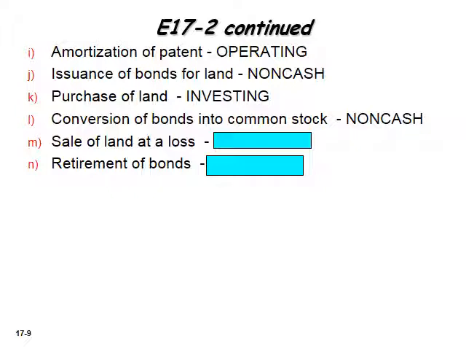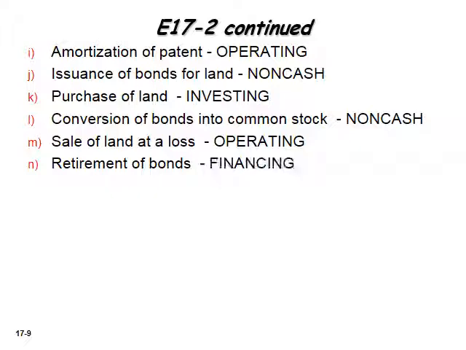And then sale of land at a loss. So the sale of land itself, the cash flow for that would show in investing. The loss part of the transaction is going to show in the operating section. So because this is talking about the loss is part of operating activities. And then the retirement of bonds is a financing activity.